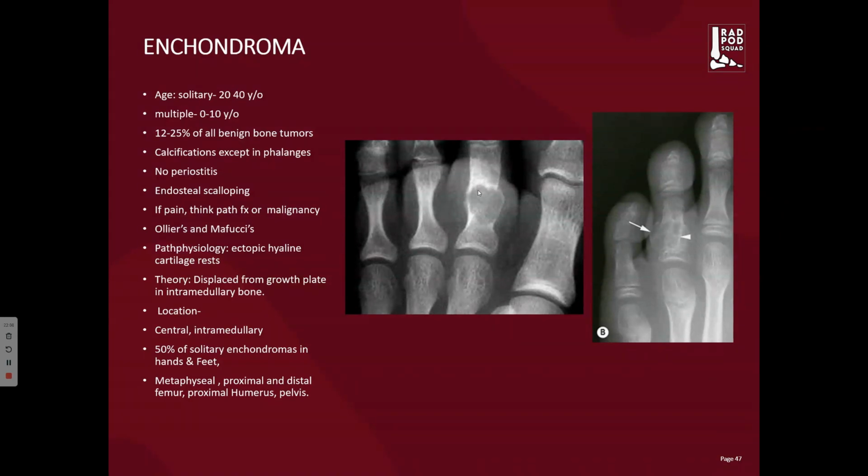The location generally is going to be central and intramedullary. 50% of solitary enchondromas are found in the hands and feet. So those are lesions you want to be aware of because you're going to encounter them often in your practice.